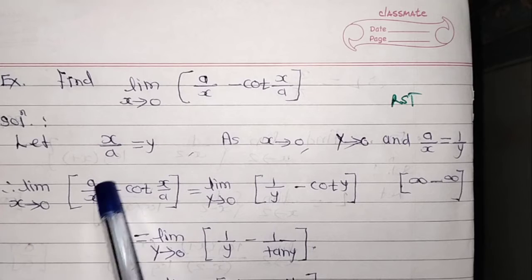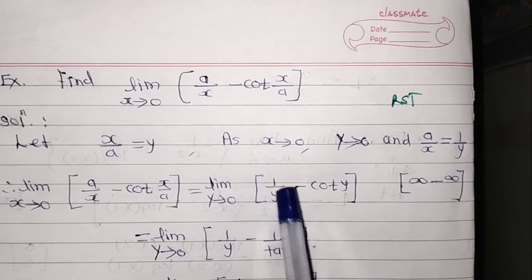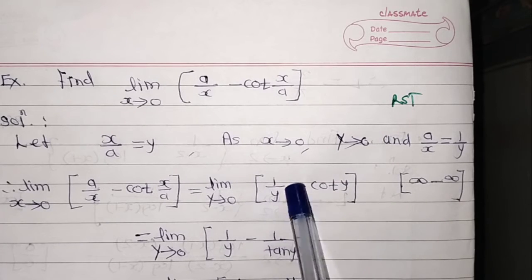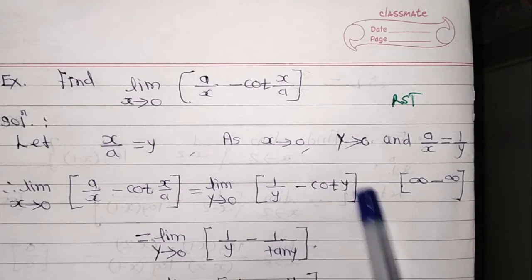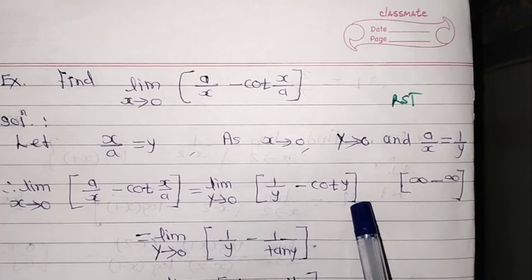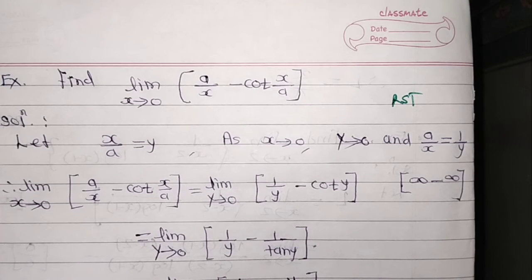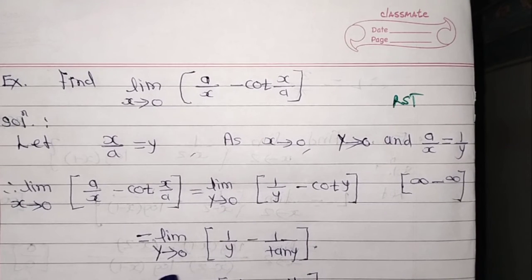of in bracket a upon x minus cot of x upon a, bracket complete, equal to limit y tends to 0 in bracket a upon x equal to 1 upon y minus cot of y, x upon a is y, bracket complete, and 1 upon 0 is infinity. Cot of 0, tan of 0 is 0, so cot of 0, 1 upon 0 is infinity, so that we get here infinity minus infinity form, equal to limit y tends to 0 in bracket 1 upon y minus 1 upon cot y, means 1 upon tan y, bracket complete.